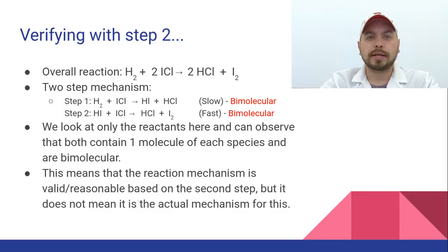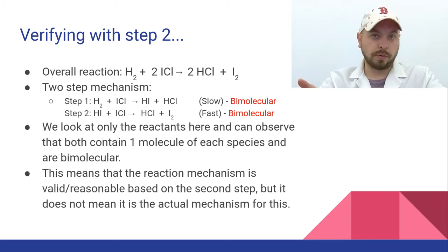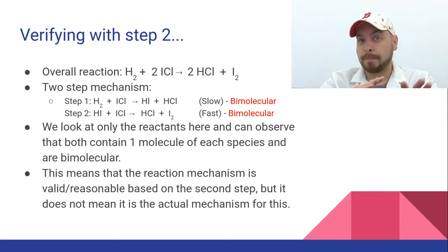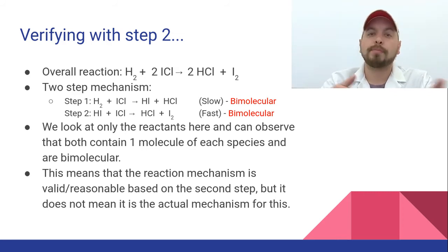So if we look at our second example, the first step is bimolecular. Hydrogen plus ICl, that's 1 molecule of each colliding, that's bimolecular. Reasonable. The second step, HI plus ICl colliding, well, that's also bimolecular. So that's also reasonable. We only look at the reactants because those are the only things that are going to be colliding in these mechanisms. So in this case, we would look at this mechanism and say both steps are bimolecular, therefore it's reasonable based off of molecularity. Checks the second box.